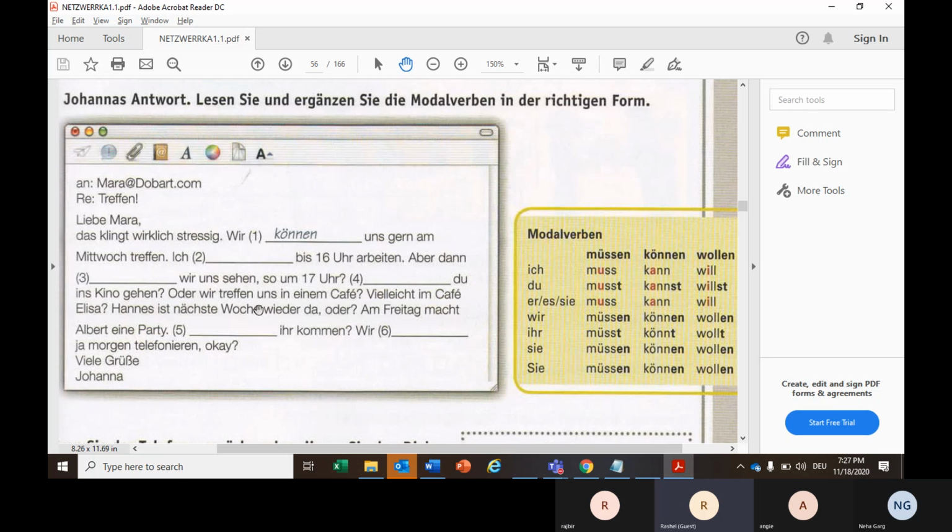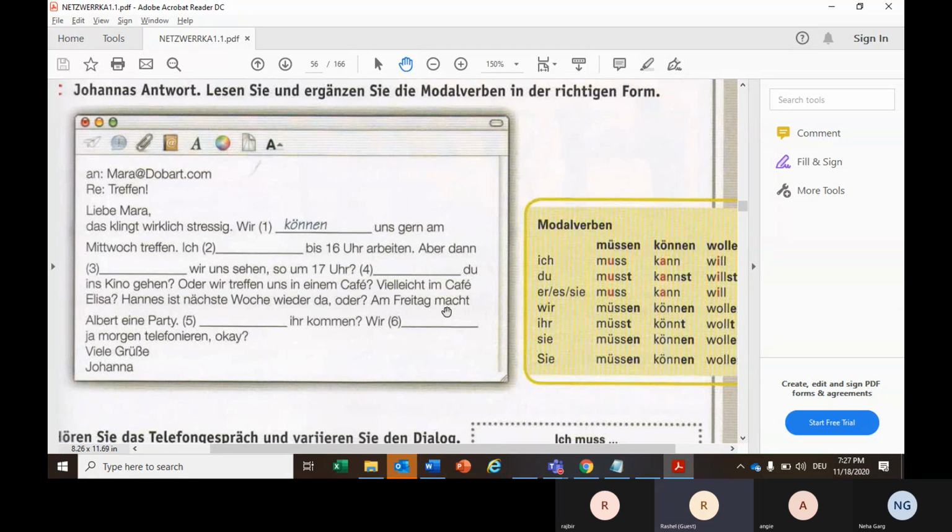Oder treffen uns in einem Café. Vielleicht im Café Elisa. Hans ist nächste Woche wieder da. Oder am Freitag macht Albert eine Party.